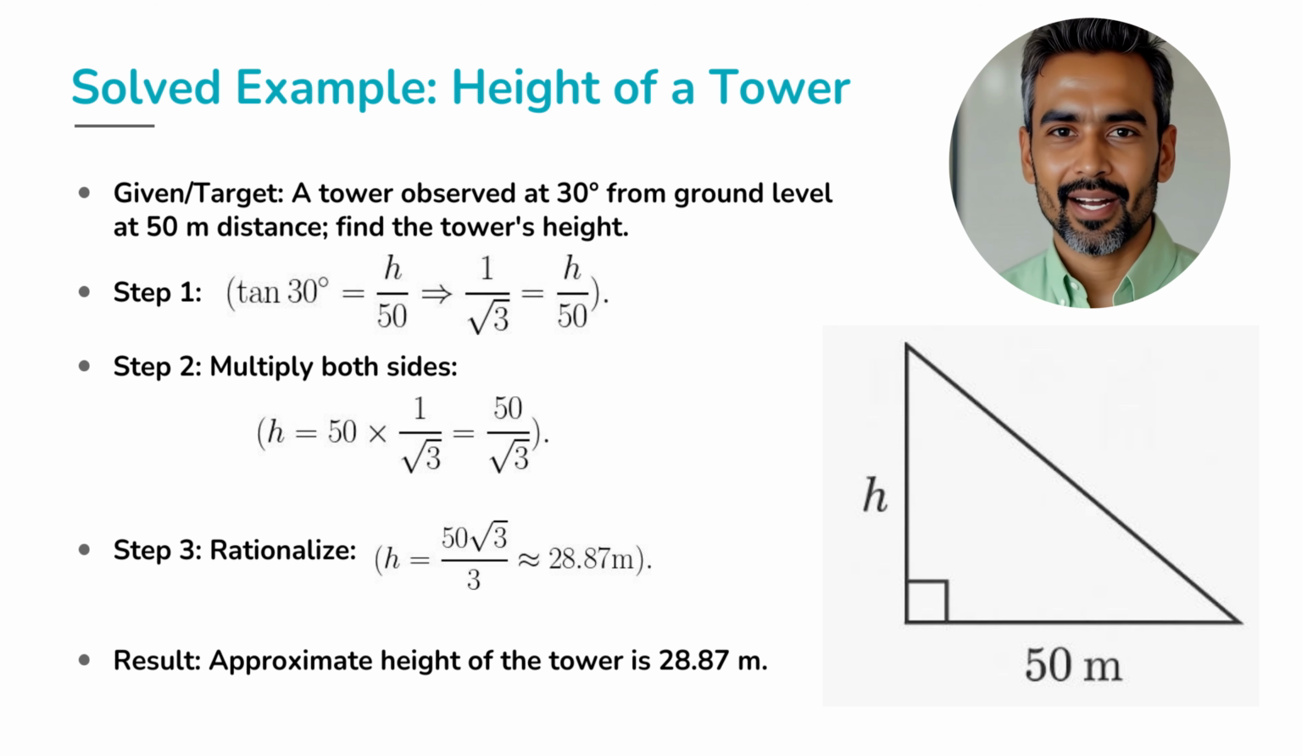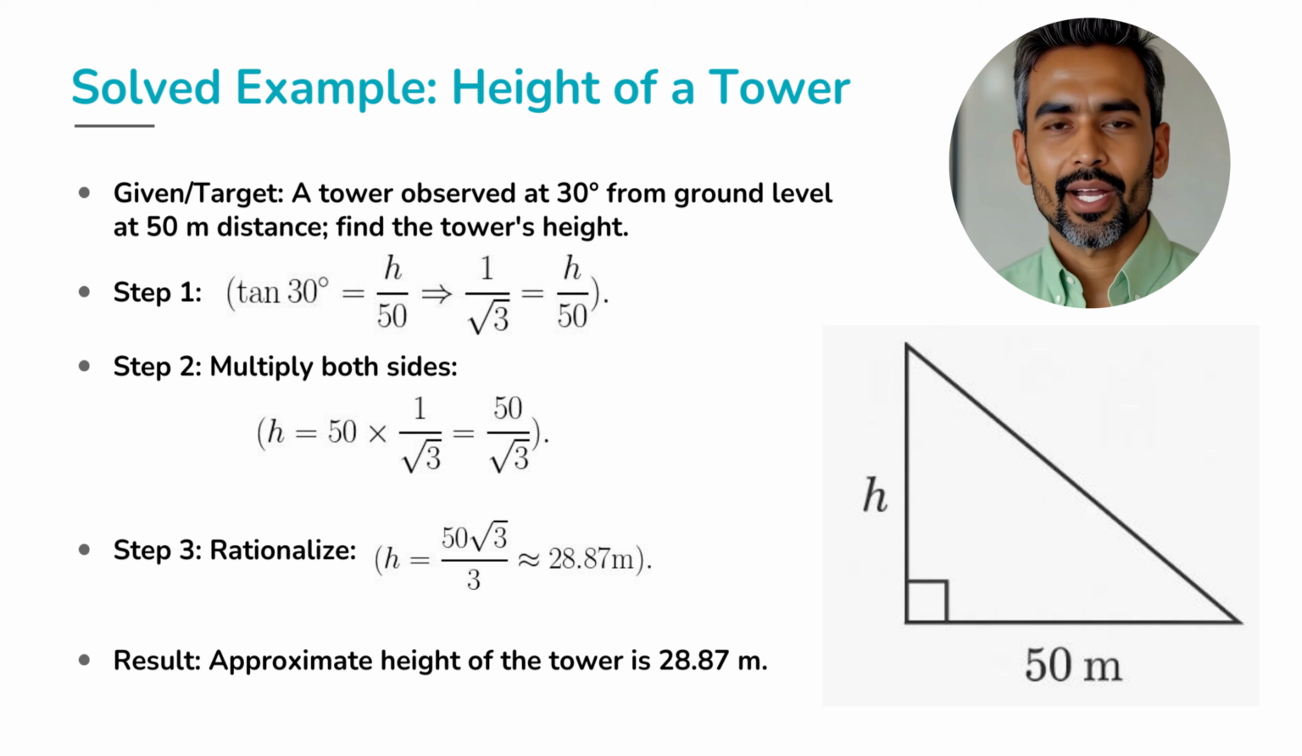We use the formula: tangent 30 degrees equals height divided by 50. Repeating, tan 30 degrees equals height over 50. We know tan 30 degrees is 1 over square root of 3. So, 1 over root 3 equals height divided by 50.